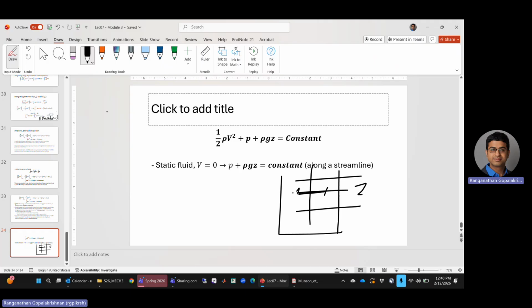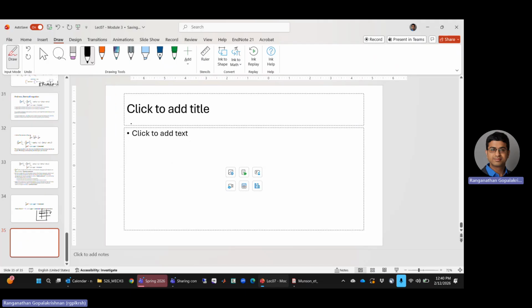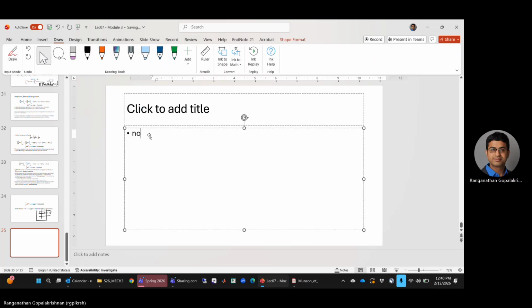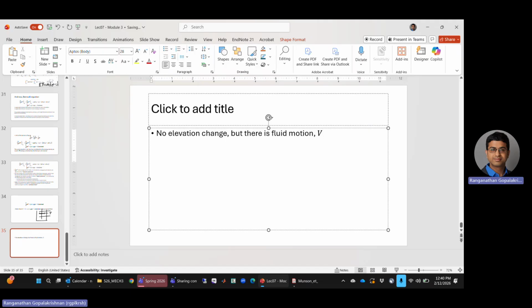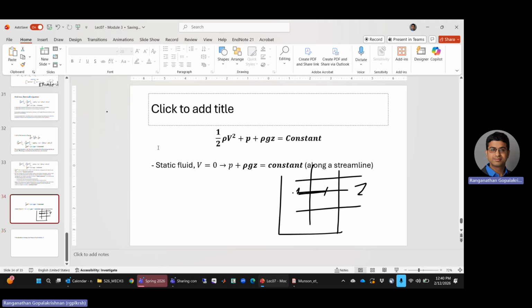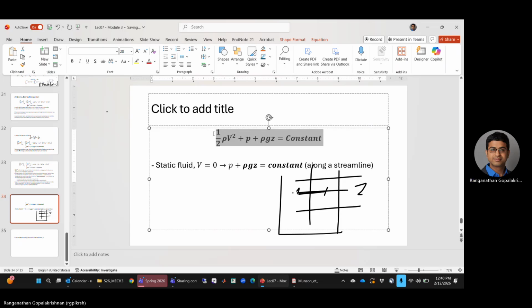Okay. Let's consider one more example, one more limiting case. No elevation change, but there is fluid motion signified by the speed v. If you have no elevation change, what does that mean? How will this equation modify? You're going to consider 2 points.